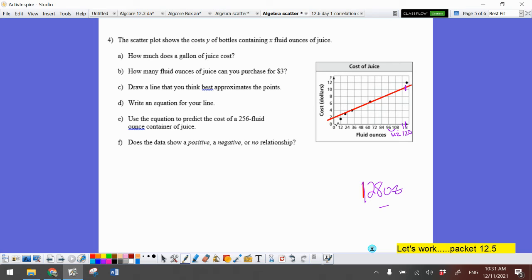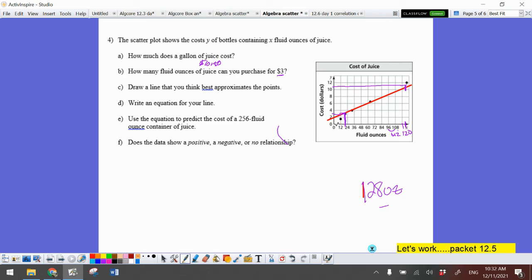Okay, so what would I say that that is approximate cost? So that's going to be, I'm going to say around $10.50 or maybe even $11 because it's pretty close to the middle. Okay, now it says how many fluid ounces of juice can you purchase for $3? Well, $3 is going to run me right here. So I'm going to run kind of in the middle between 12 and 24.